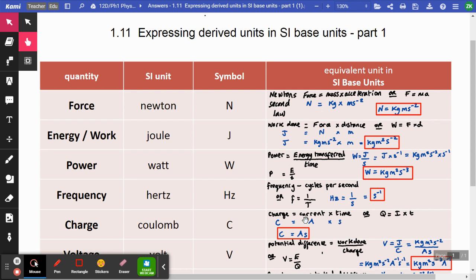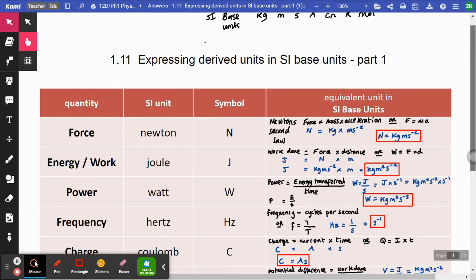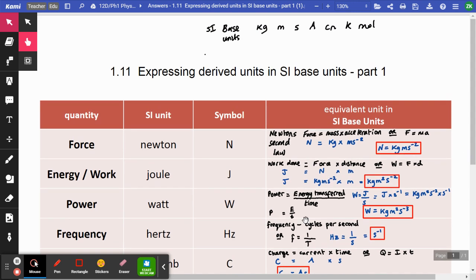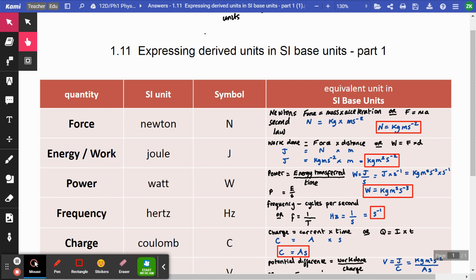That is in standard base representation, because every unit here is represented in the 7 base units. So we've got kilograms, meters, and seconds. So we don't need to expand out further, we just leave it there.